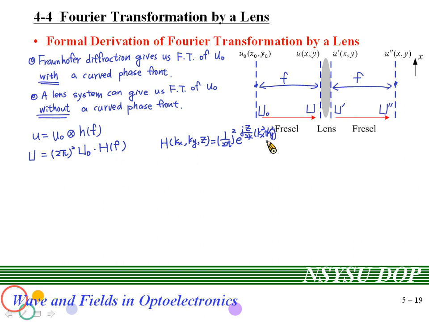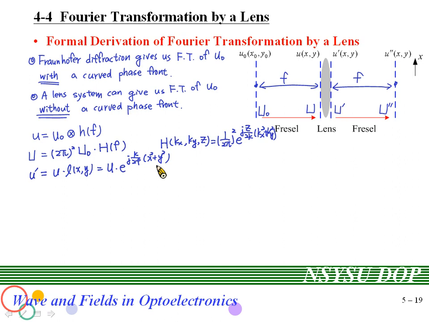And then u prime is formed by u passing through the thin lens. So we have learned that u prime can be written as u times the L function, where L is the phase delay induced by the thin lens, and we have known that it can be expressed as exponential j k over 2f times x squared plus y squared.